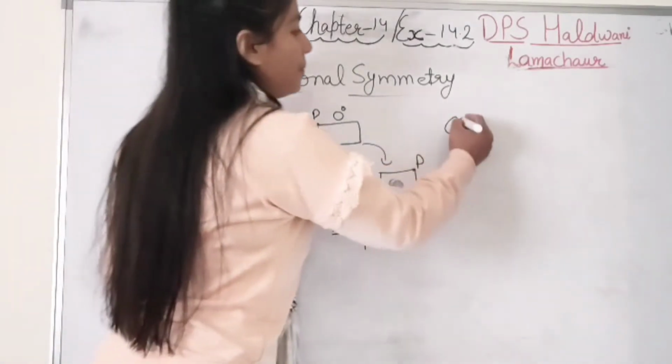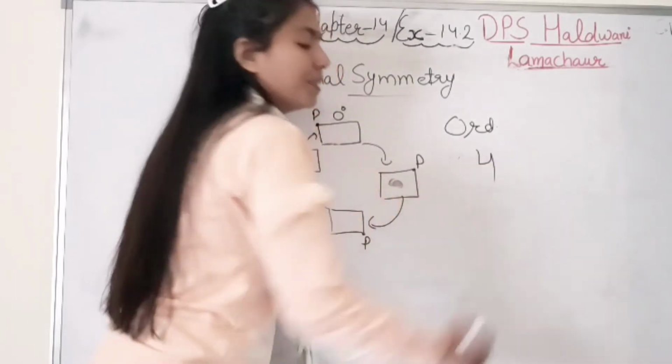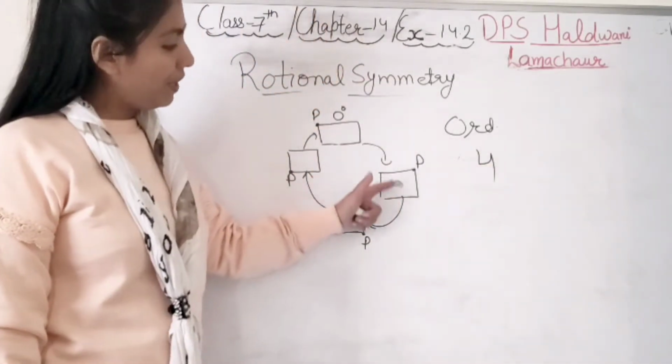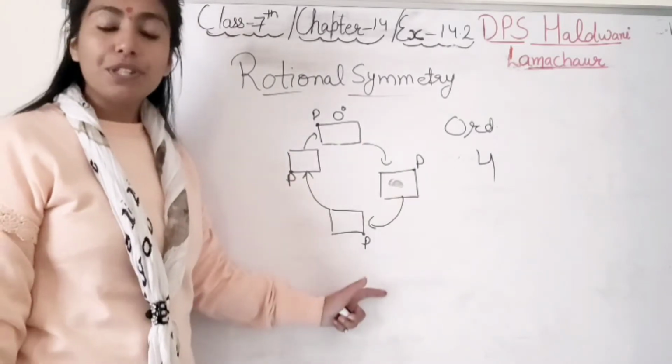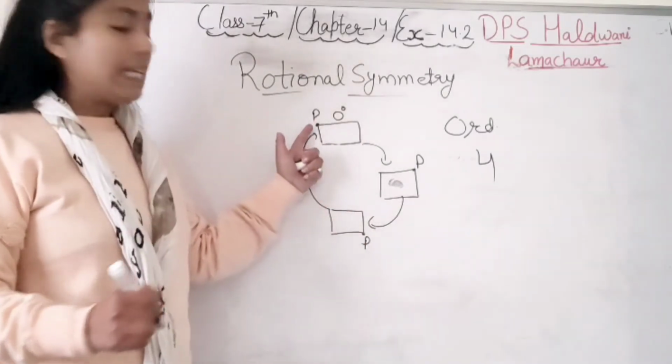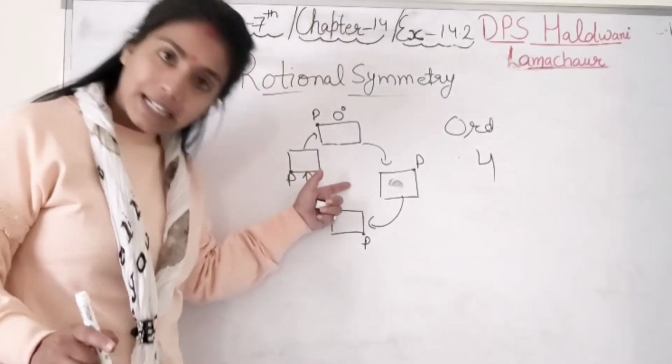Now the order of symmetry. What is the order of symmetry, student? The order of symmetry is 4. Why? Because every time we are getting the same figure. Now you will say, ma'am, P is not at the same position. See student, P is only for your idea. It doesn't affect the figure, right?